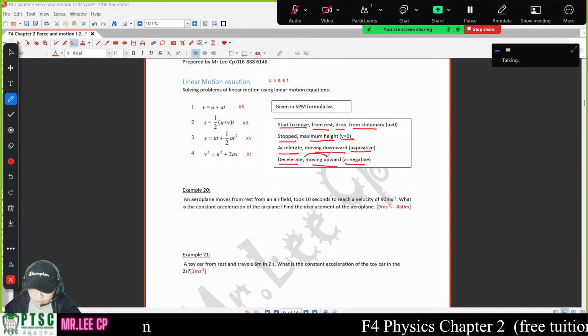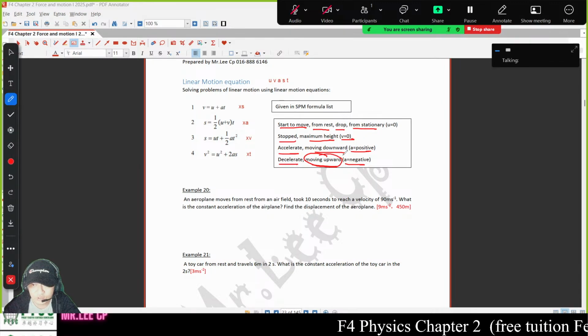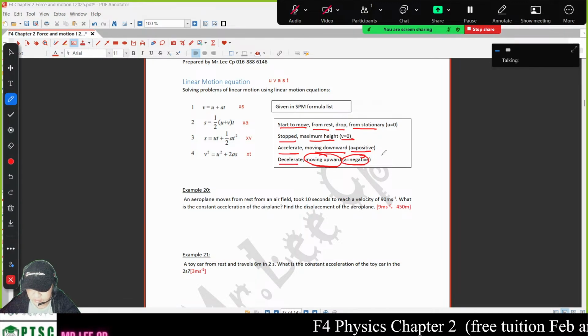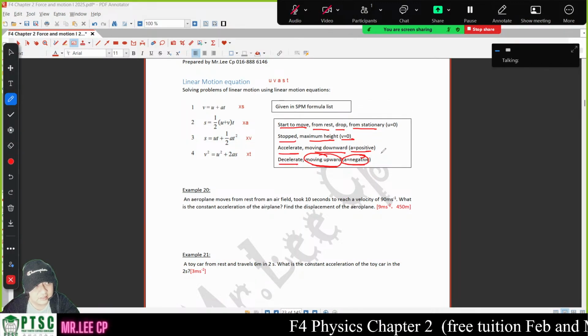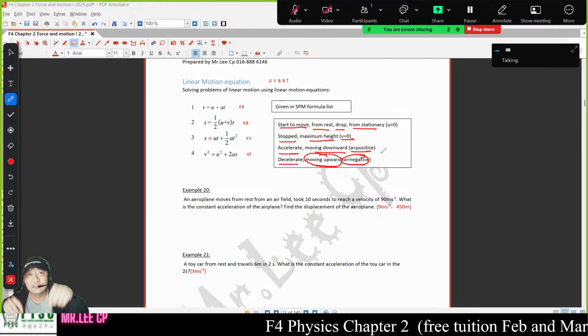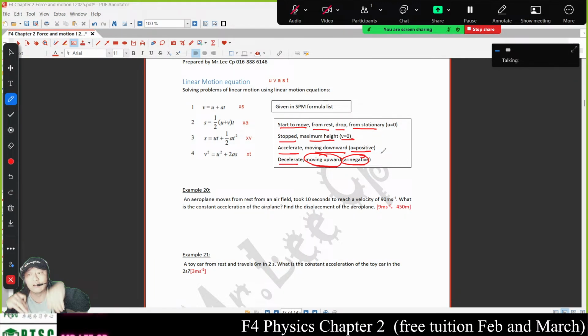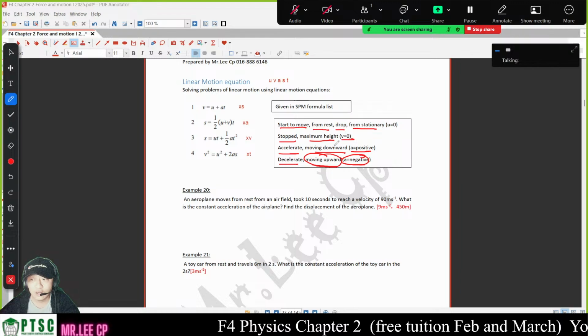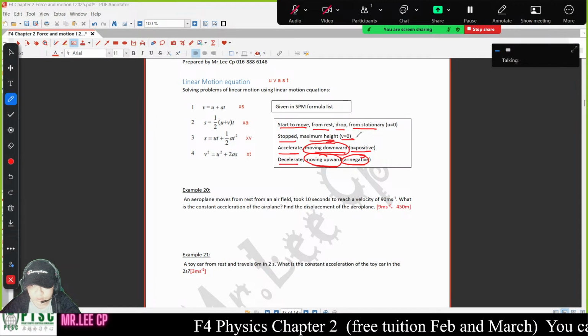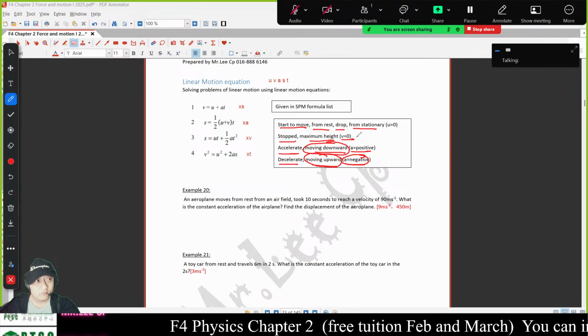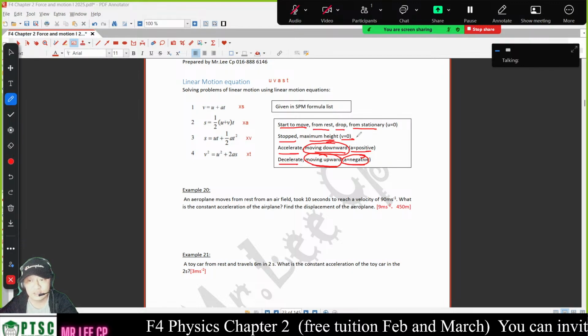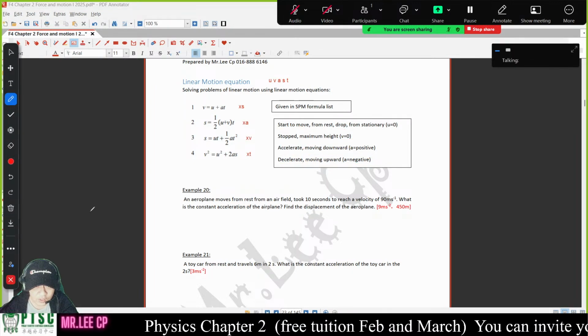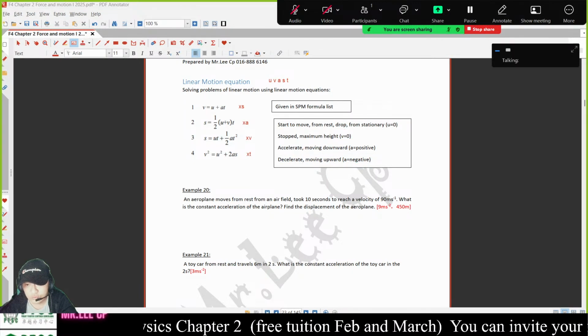Now, of course, you ask me, teacher, why moving upward is negative? The A is negative because it is against the gravity. 它跟 gravity 地心引力倒反，so 必须 negative. 然后往下 moving downward, it is positive, the same direction as the gravity. So we are going to start to do the question from here.